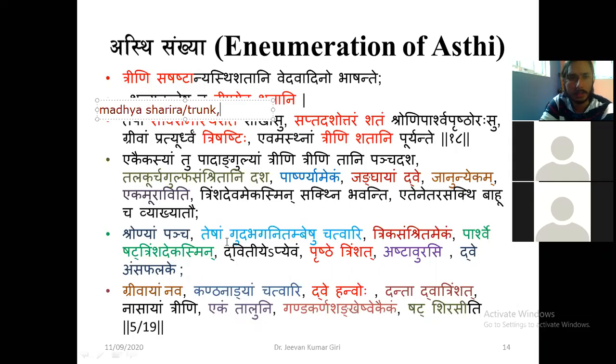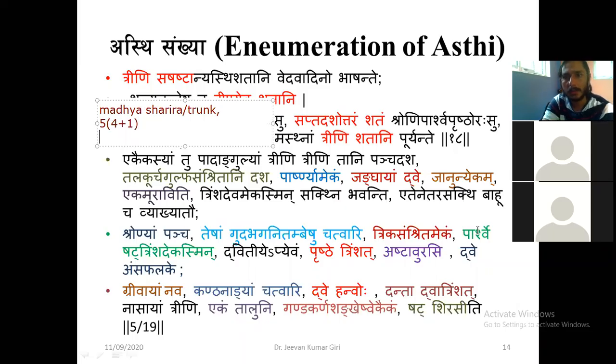Now in Sroni 5 was there. Now 4 is here, and one more is there: Trika Samsritam Ekaha. So 1 bone in the Trika. So this 4 plus 1 is the 5 bones of the Sroni. Are you getting it? So the 5 bones of the Sroni are 4 plus 1.